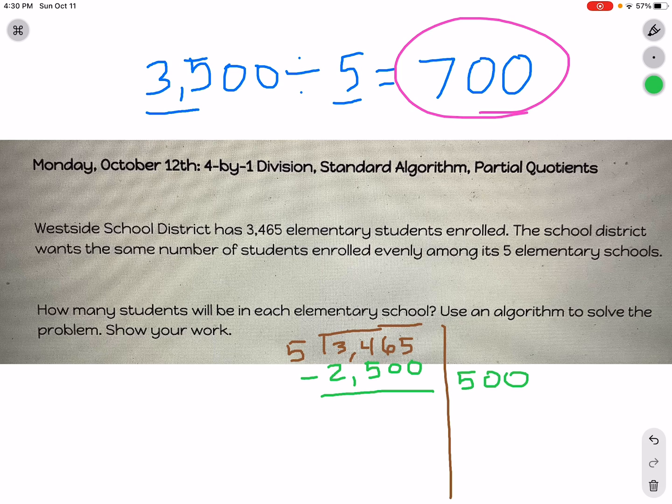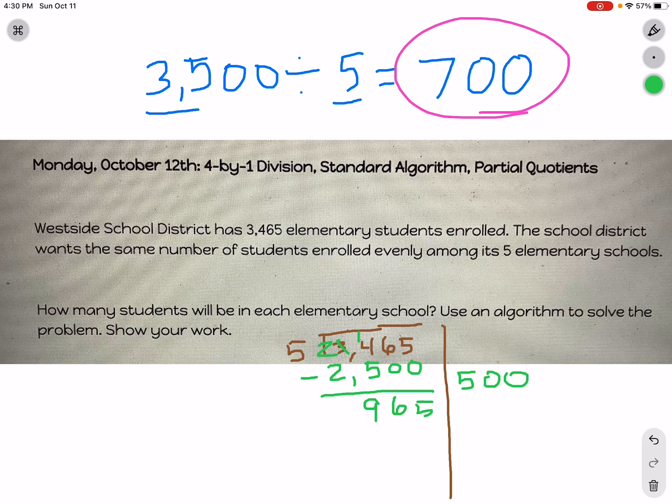Let's subtract. 5 minus 0 is 5. 6 minus 0 is 6. We can't subtract 5 from 4, so we're going to borrow 1,000. And 14 minus 5 is 9. Now we have 965 left.